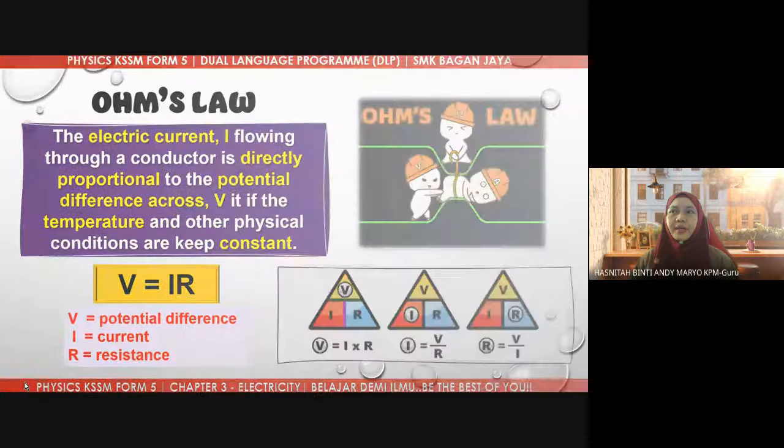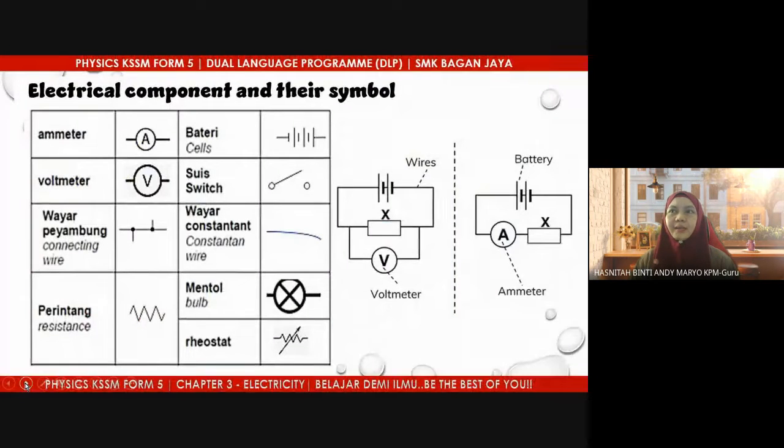Okay, students, before we go to a simple experiment to study Ohm's law, these are a few electrical components and their symbols, which you will commonly find in this chapter. The first one is the ammeter. What is the function of the ammeter, students? The ammeter is used to measure what? The symbol is A, capital A.